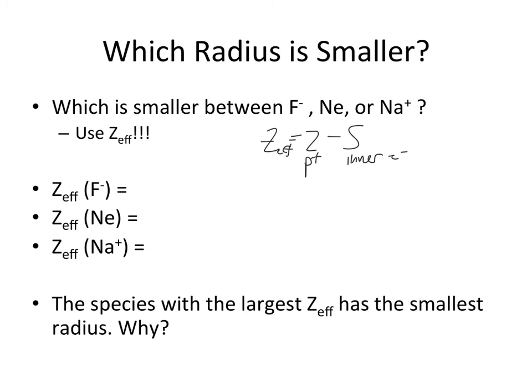Okay, so let's calculate these for these 3 species. Fluorine has 9 protons, and it only has 2 inner electrons. Okay, it has the 8 in the outer shell, so we get 7. Neon has 10 protons, and again it only has 2, so here we have 8. And sodium has 11 protons, again it only has 2 inner electrons that are doing some shielding, and we have 9. The species with the largest Z effective has the smallest radius.